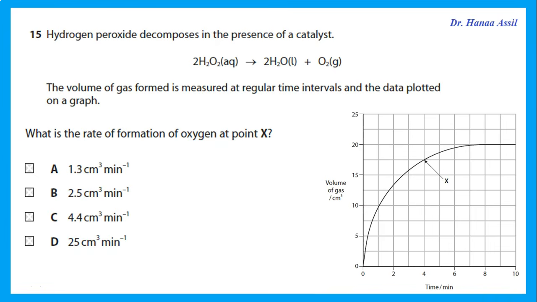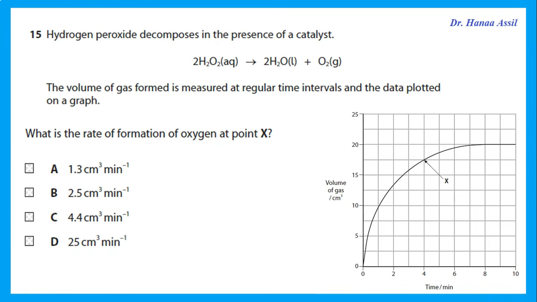Hydrogen peroxide decomposes in the presence of a catalyst. The volume of gas formed is measured at regular time intervals and the data plotted. What is the rate of formation of the gas at point X? Now, the rate of formation is basically the volume per time. But if the graph is a straight line, then you can get this directly from the graph. You look at the volume at that point, the time at that point, and volume over time should give the rate for a straight line graph.